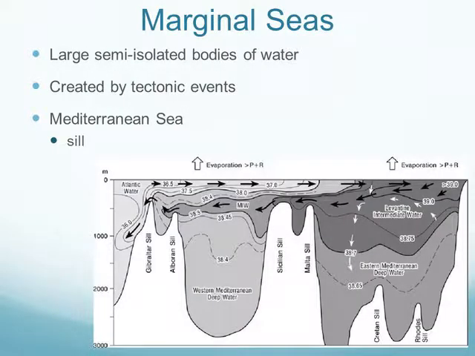And then you can also have marginal seas, and these are large, semi-isolated bodies of water. They still need to have a connection to the ocean because they can be estuaries or they can be totally saltwater. But these are typically created by tectonic activities. So your Mediterranean Sea is a good example of a marginal sea.